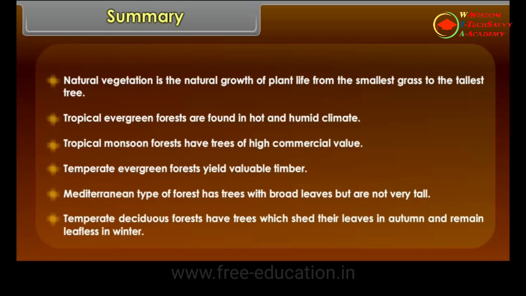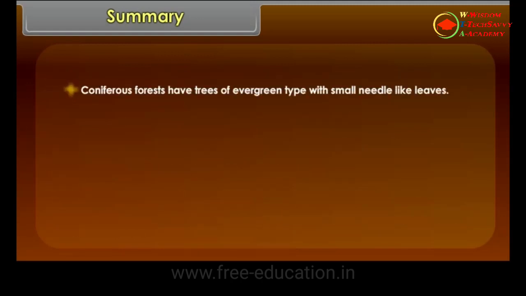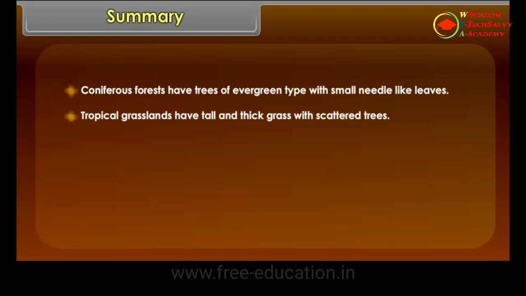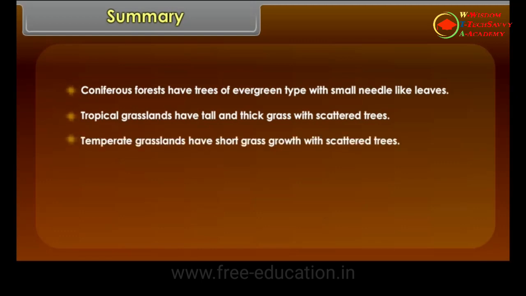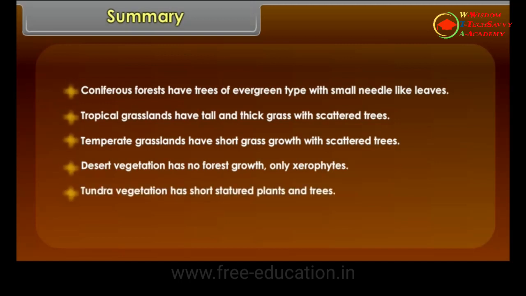Temperate deciduous forests have trees which shed their leaves in autumn and remain leafless in winter. Coniferous forests have trees of evergreen type with small needle-like leaves. Tropical grasslands have tall and thick grass with scattered trees. Temperate grasslands have short grass growth with scattered trees. Desert vegetation has no forest growth, only xerophytes. Tundra vegetation has short-statured plants and trees.